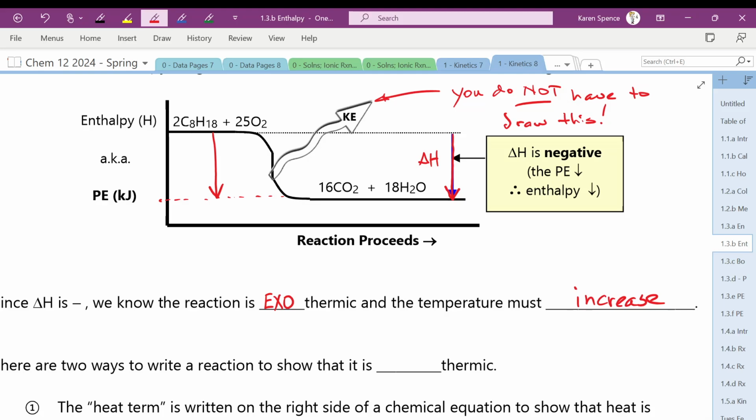The only reason I put it there is just to show that the kinetic energy, the heat, is exiting, right? It's coming out as the potential energy is dropping.